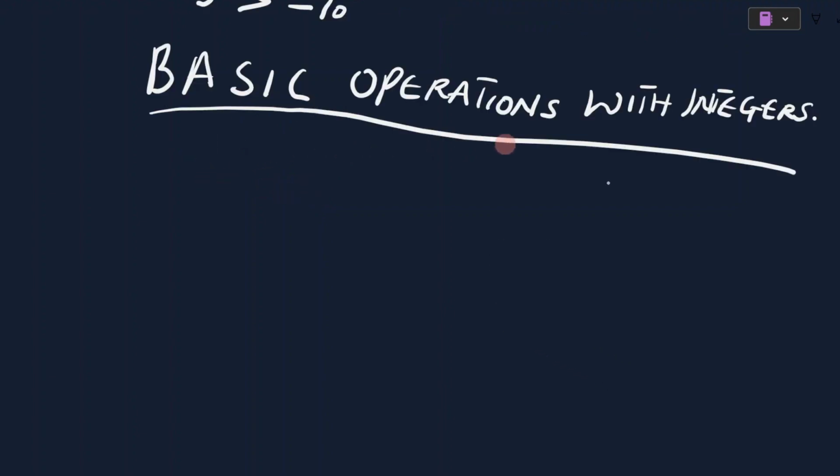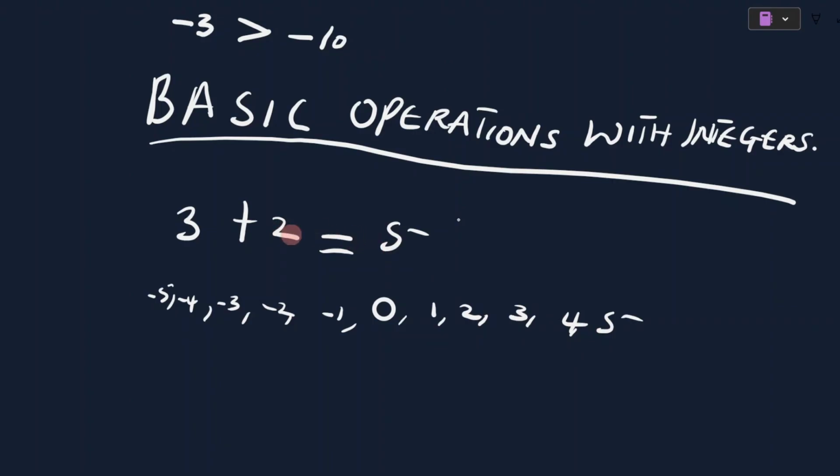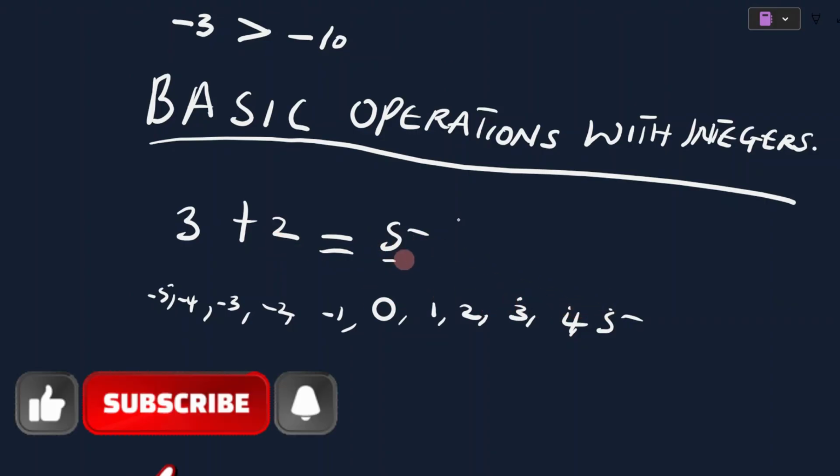Let's look at the basic operations with integers. Let's look at the addition first. 3 plus 2, what will it give us? 5. Now, if we look at our number line here, we have 3 add 2. This is 3. It means we should add 2 more integers, and when we add, we have 1, 2, and that's why we have 5 as our answer.